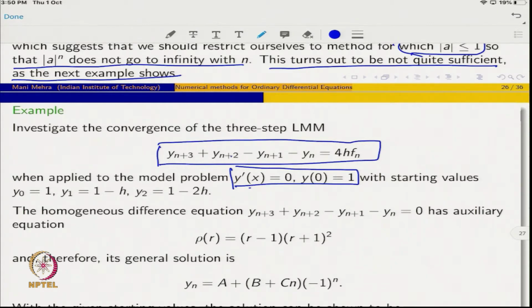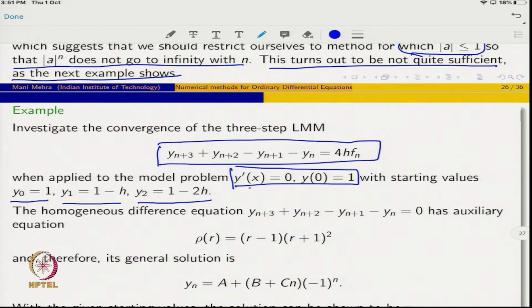Since this is a 3-step method, I have to take 3 starting values: y naught is 1, y1 is 1 minus h, y2 is 1 minus 2h. I choose this in the following way so that as h tends to 0, y1 also tends to 1, and similarly y2 should also tend to 1 as h tends to 0. That is the initial phase of the convergence result which we should try to prove. Of course, I have chosen y1 as 1 minus h and y2 as 1 minus 2h.